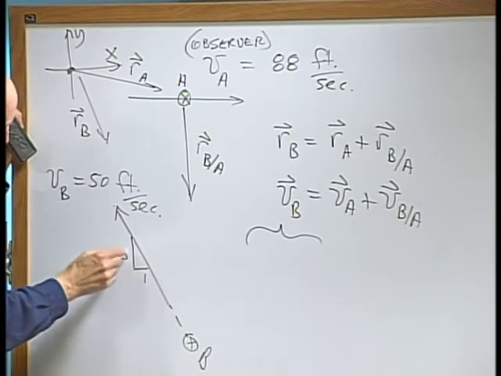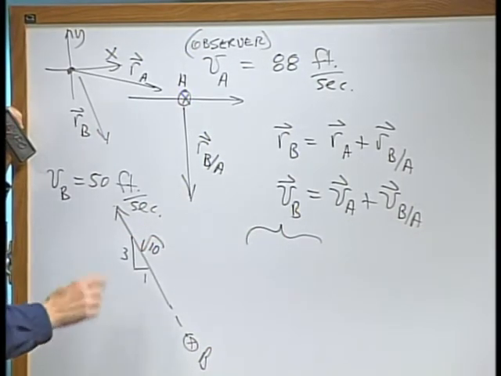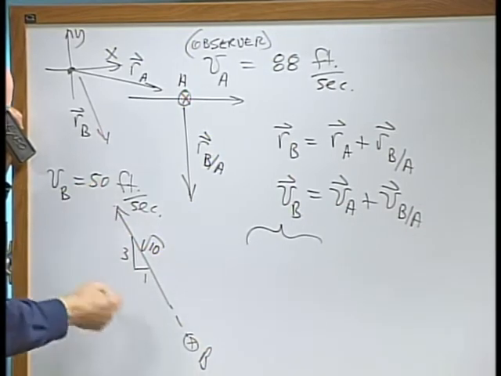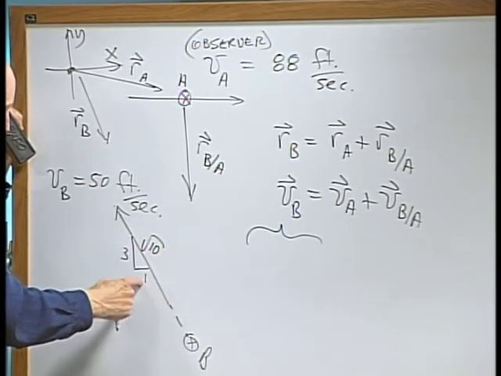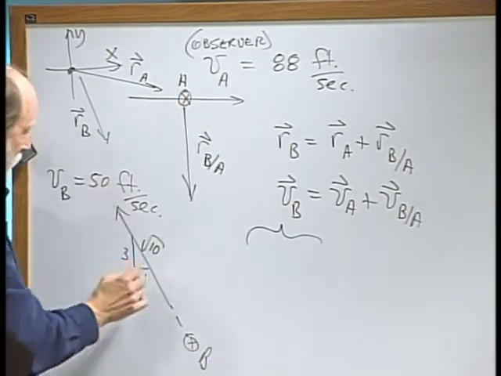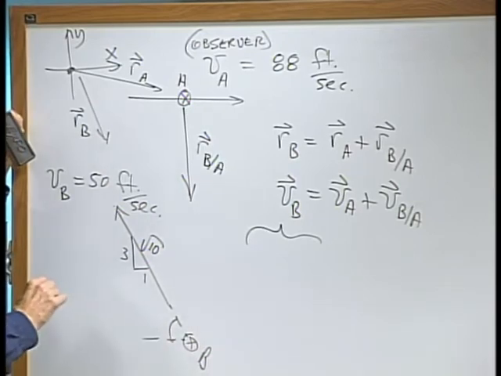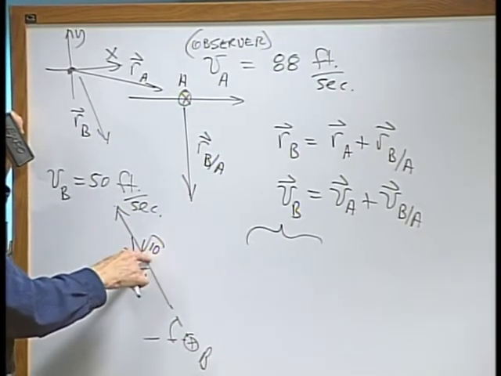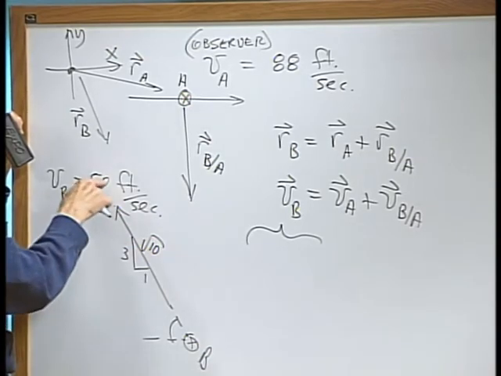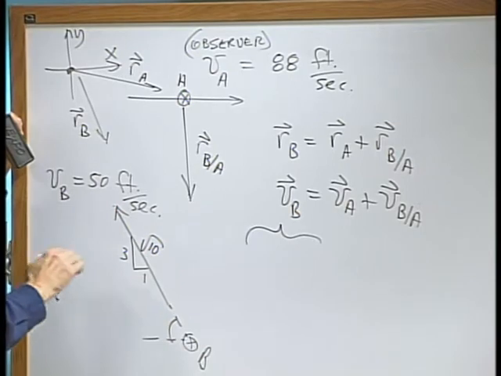What's this hypotenuse here? That's root 10. So how much of this 50 feet per second is to the left? 50 divided by root 10. It's 50 cosine of this angle, isn't it? And so it's 1 over radical 10 times that.